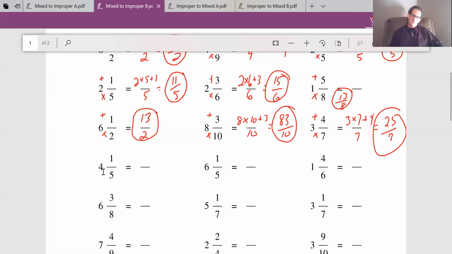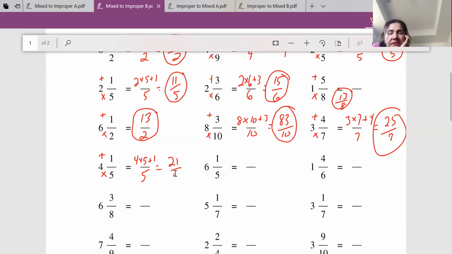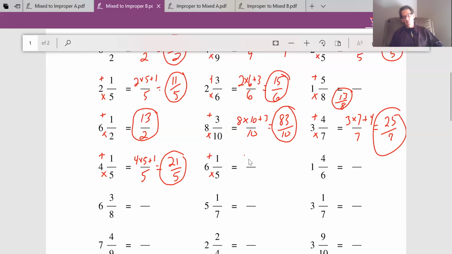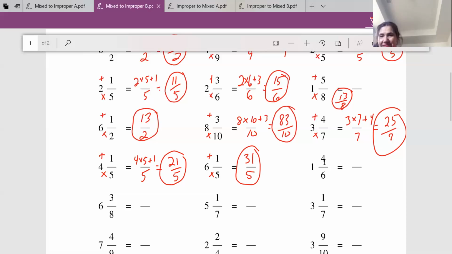Here's 4 and 1/5. So the first thing is the denominator times the whole number, add the numerator. 4 times 5 plus 1 over 5. It's going to be 21 over 5. Here's 6 and 1/5. 5 times 6 plus 1, 31 over 5. Here's 1 and 2/3. So I'm going to multiply 3 times 1, plus 2, is 5 over 3.